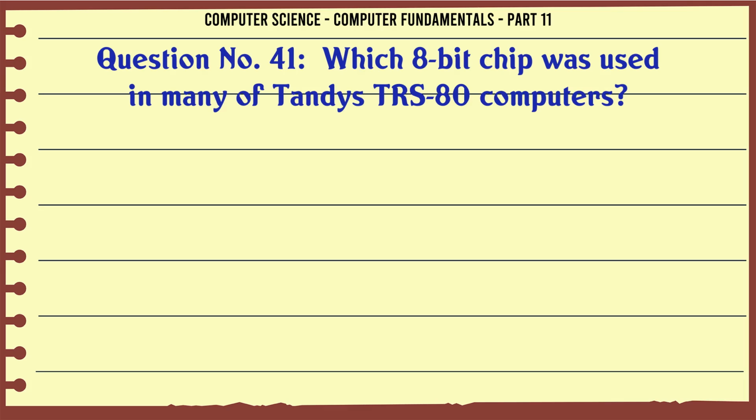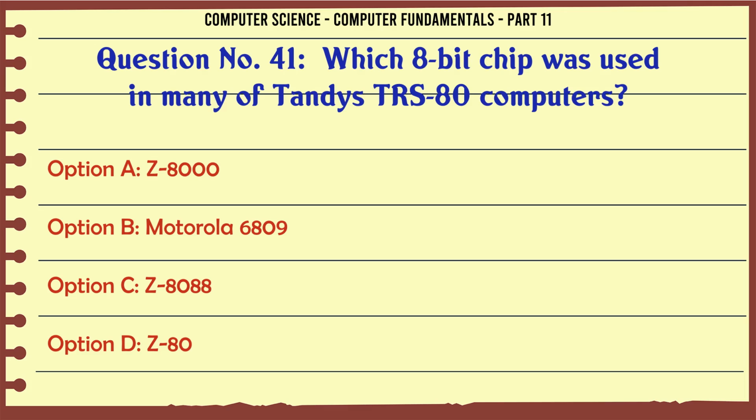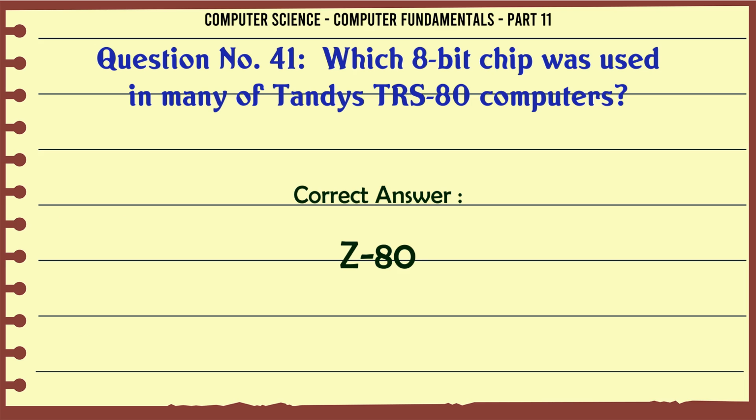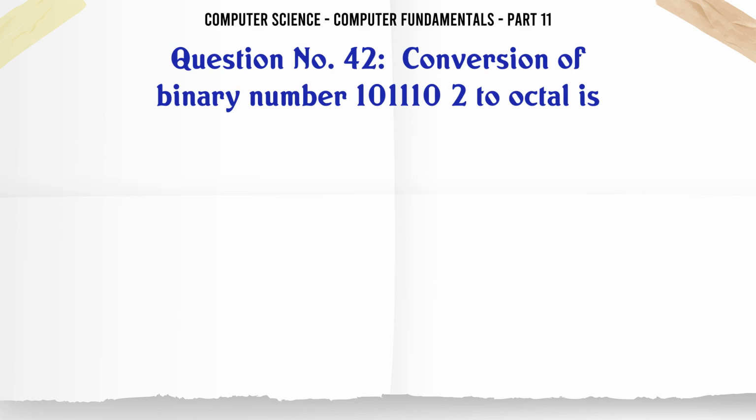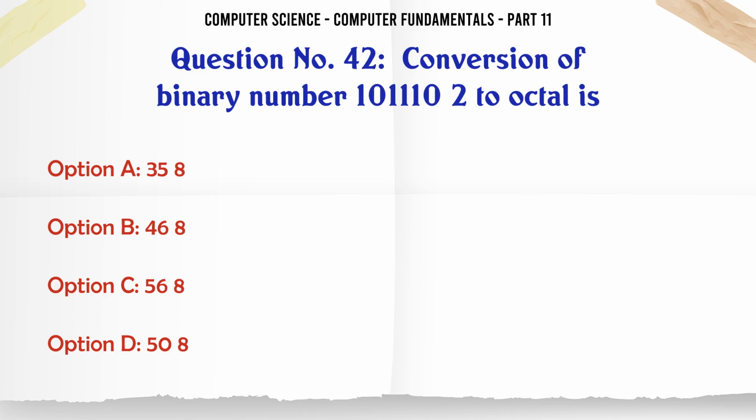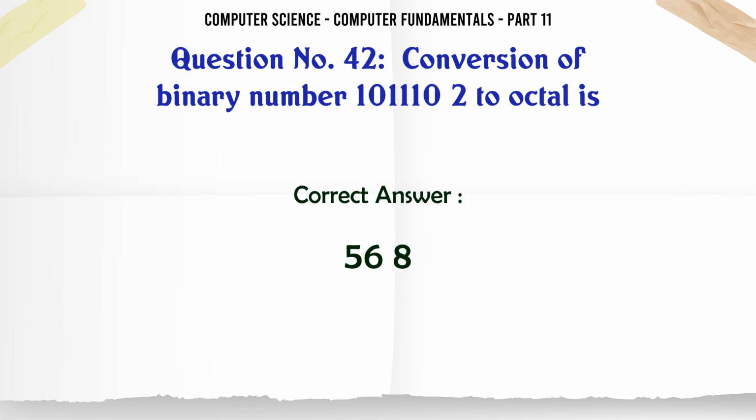Which 8-bit chip was used in many of Tandy's TRS-80 computers? A. Z8000, B. Motorola 6809, C. Z8088, D. Z80. The correct answer is Z80. Conversion of binary number 101110 to octal is A. 35-8, B. 46-8, C. 56-8, D. 58. The correct answer is 56-8.